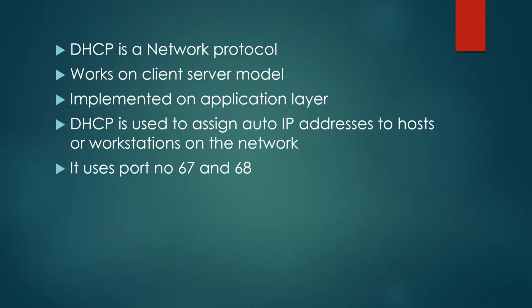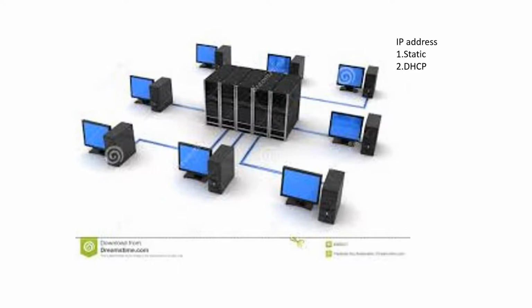DHCP is used to assign automatic IP addresses to hosts or workstations on the network. It uses port numbers 67 and 68. Let us consider a small network of PCs which are interconnected to each other. These PCs, in order to communicate with each other, require IP addresses. IP addresses to these PCs are allocated in two ways. First is the static way and the second is the DHCP way, or the automatic IP address allocation.